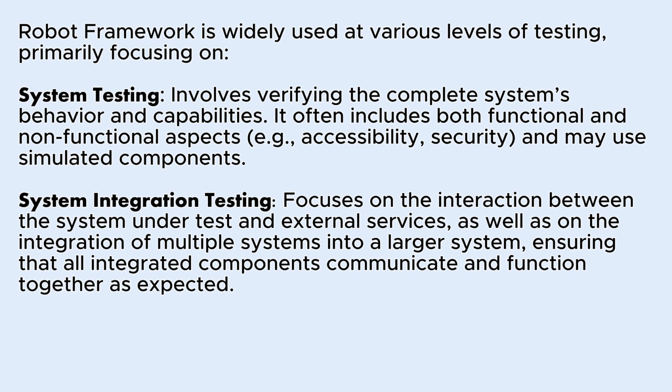So let's dig into specifically how it's used in test automation. We're going to look at all the different levels of testing and how Robot Framework can be applied. And it seems like it really shines across a variety of levels. For example, it's used in system testing, which is verifying that the complete system as a whole behaves correctly. And that's not just the core functions. It's also about non-functional aspects like accessibility, how easy is it for everyone to use, and security, making sure that it's protected from threats and vulnerabilities. And sometimes in system testing, you might even use simulated components to test specific scenarios.